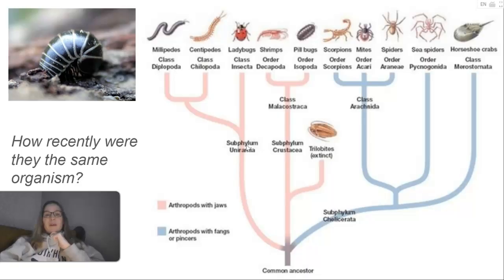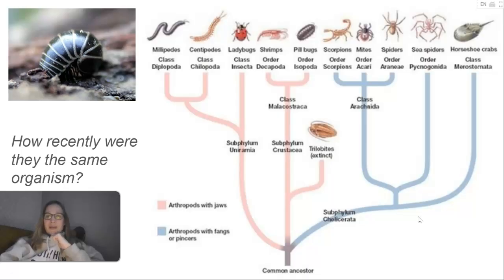Okay, let's see. Hopefully that makes sense. Pillbugs and scorpions show up next to each other on the cladogram, but you'd have to go all the way back here to find their common ancestor, right? Because they took different routes to become the species that they are today. So hopefully that makes sense.